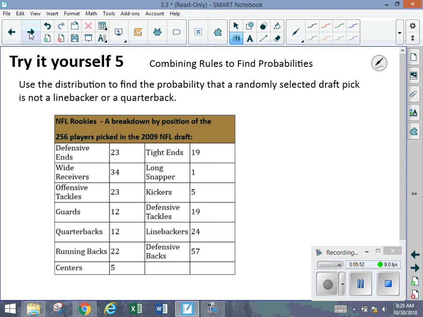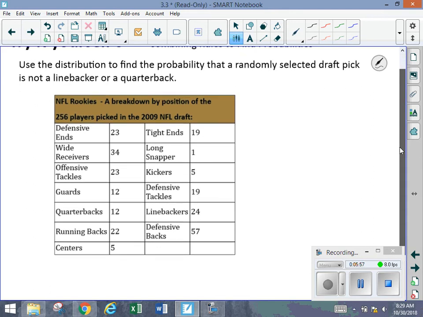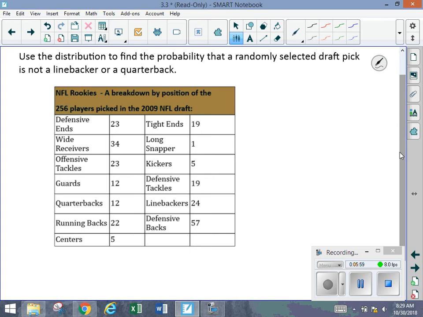What is the probability that a randomly selected draft pick is not a linebacker, nor is it a quarterback? It doesn't look like anybody shares anything. I don't think you would be a quarterback linebacker. That'd be weird.